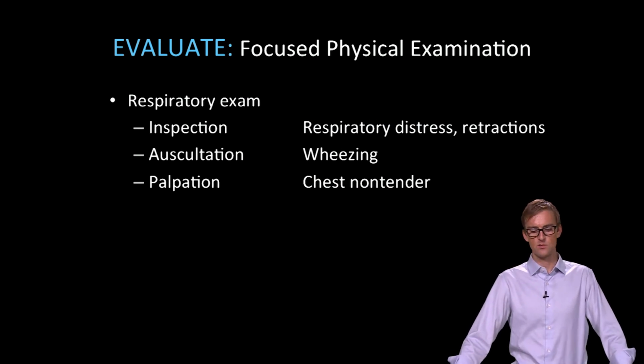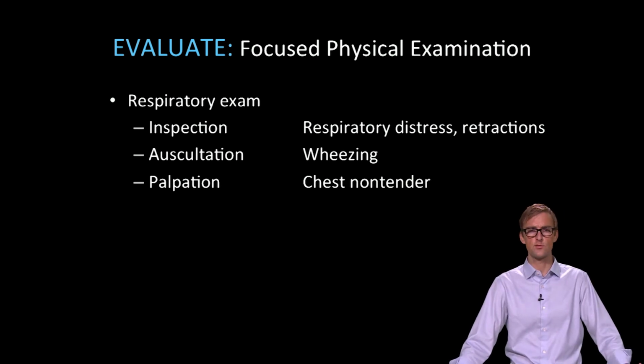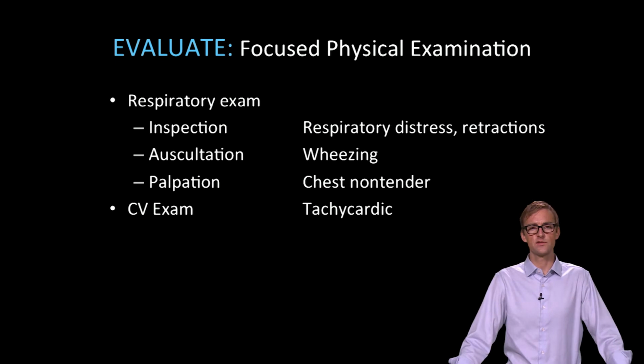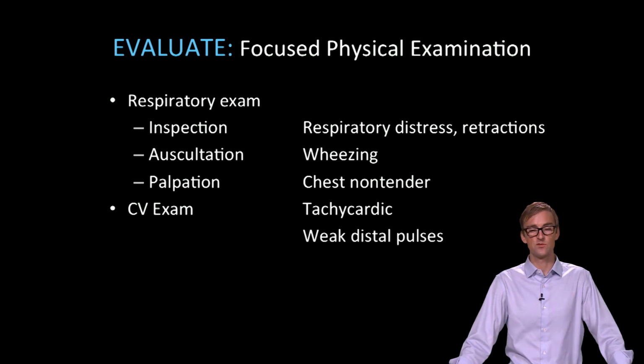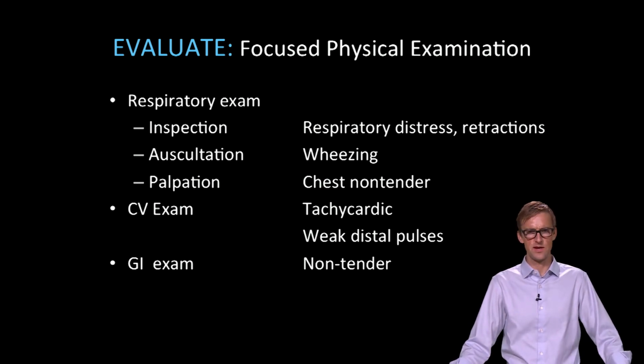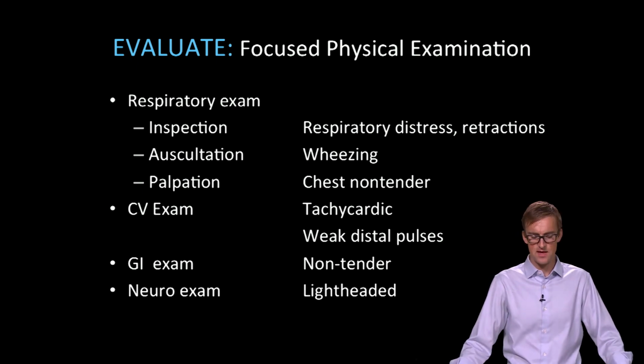Here, when we inspect, we see, as we noted previously, that the patient is in respiratory distress, exhibiting some retractions. When we listen, we hear wheezing throughout all of his lung fields. And when we palpate, we do not feel any chest tenderness. On the cardiovascular exam, we note that he's tachycardic, as we'd seen previously on the vitals. He has weak distal pulses. And then moving on to the GI exam, we actually find no tenderness on palpation, despite his complaint of abdominal pain. On the neuro exam, he mentions feeling lightheaded, but we do not find any other abnormalities.